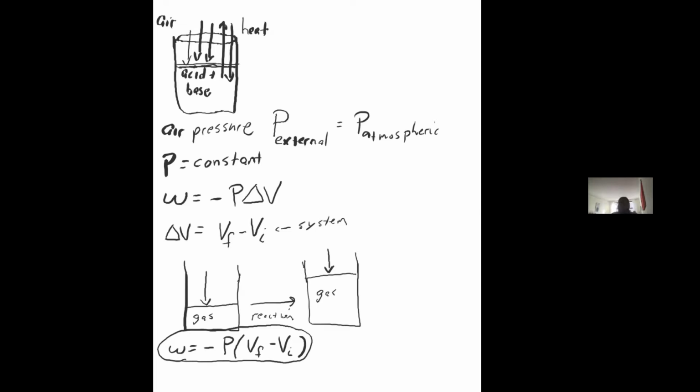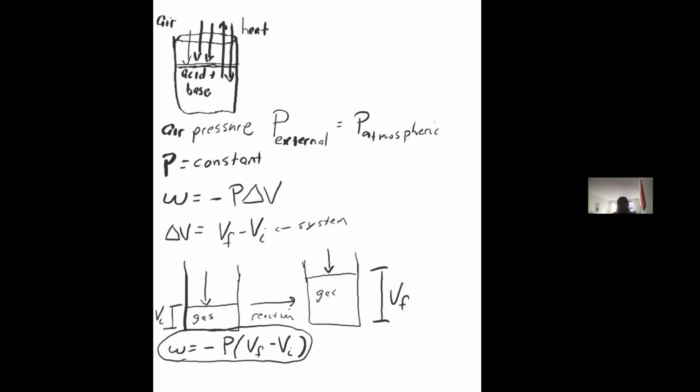This allows us to calculate the amount of work very easily. All we have to do is make a measurement of the external pressure, which we would do with a barometer, and then multiply that by the difference in those two volumes, the final volume minus the initial volume.